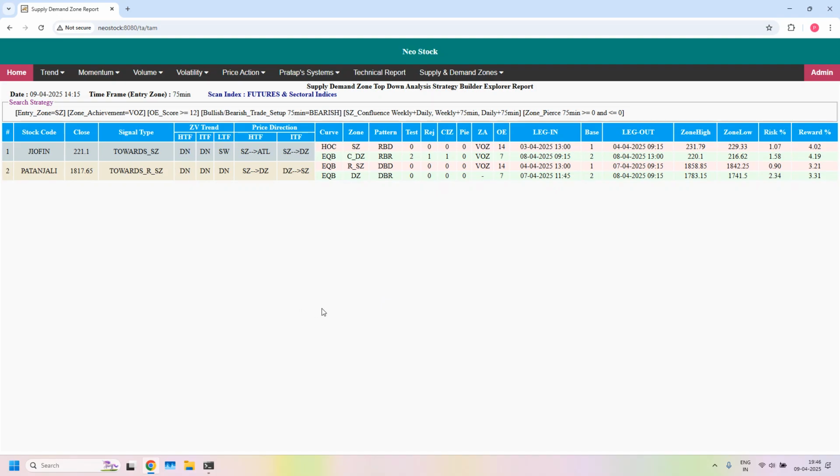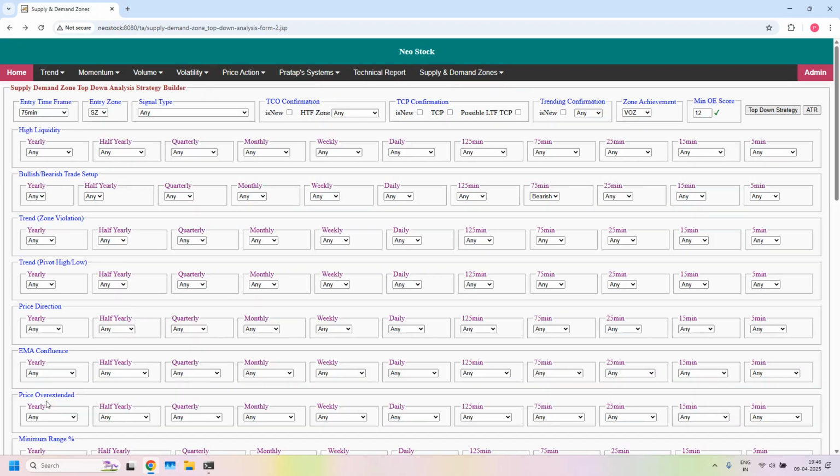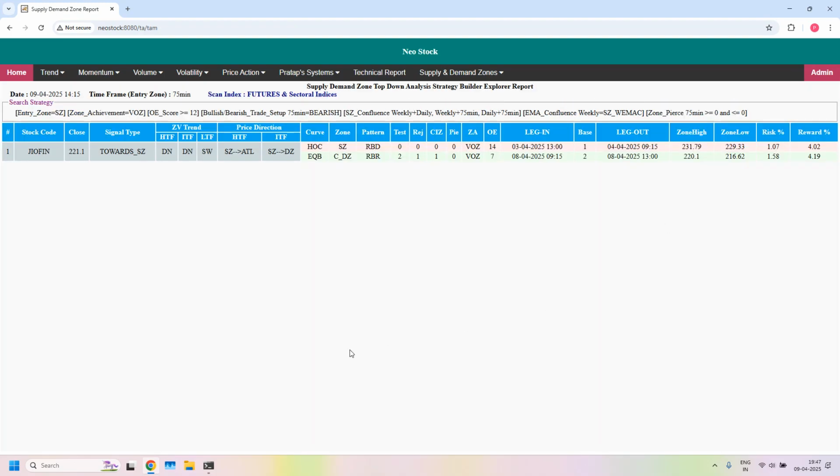So that's why let us verify if weekly supply zone is having weekly EMA confluence. In the EMA confluence, weekly time frame, I am checking weekly supply zone having weekly EMA confluence, because both the stocks' trend is downtrend. So one stock is filtered. So this 75 minute supply zone has an even higher probability of success. So this is about a bearish trade setup for a weekly income trade.